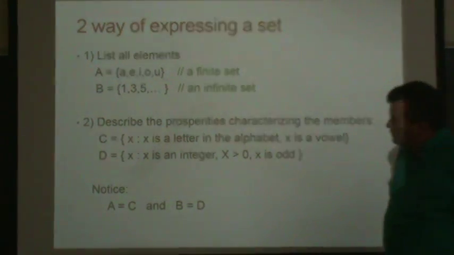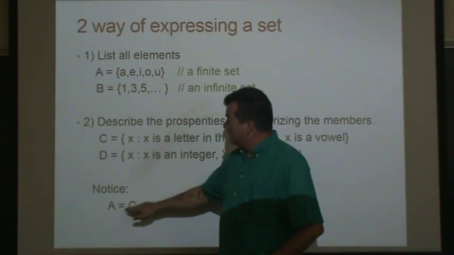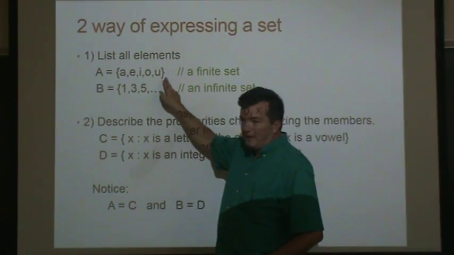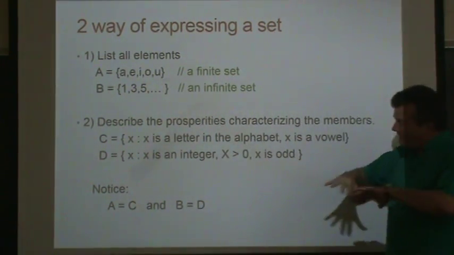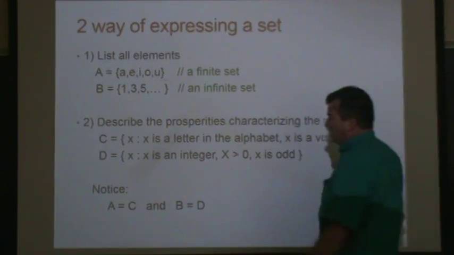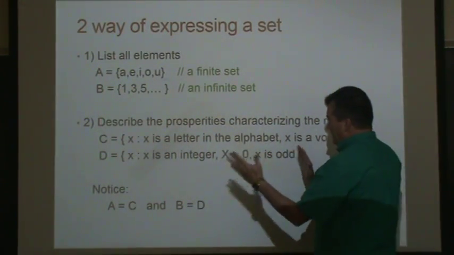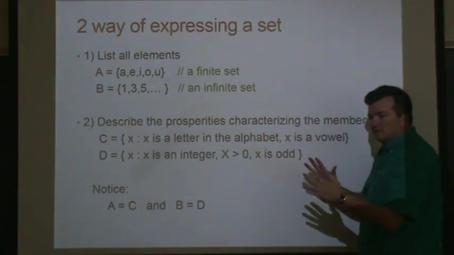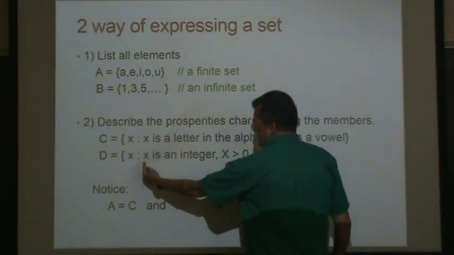So basically, in the end, set A and set C are the same thing. I listed out every vowel, and then I described vowels. I did it with sets and subsets. I'm basically saying x is in the set of all letters. Then you take that set and make a subset out of it, only the ones that are vowels. So I'm taking a subset of the set. And in this case, I'm doing the same thing.